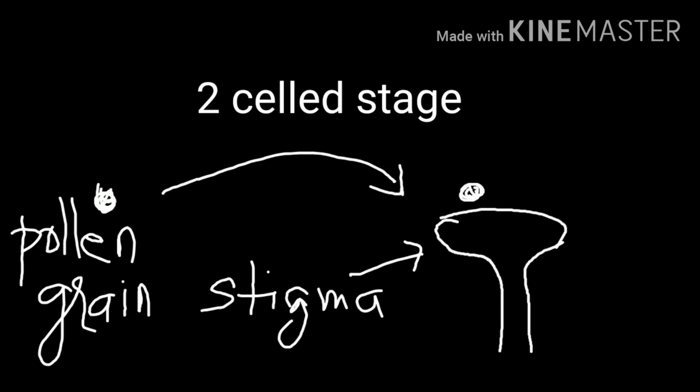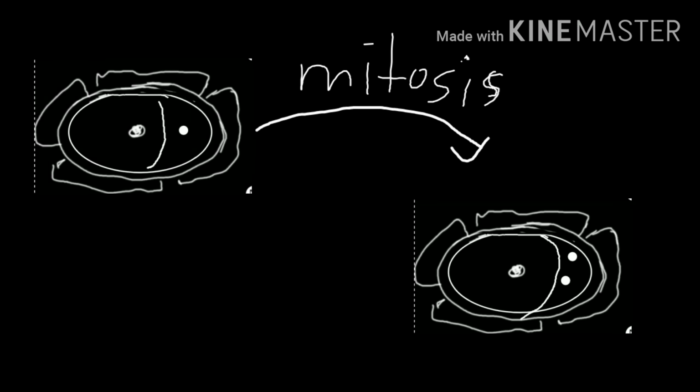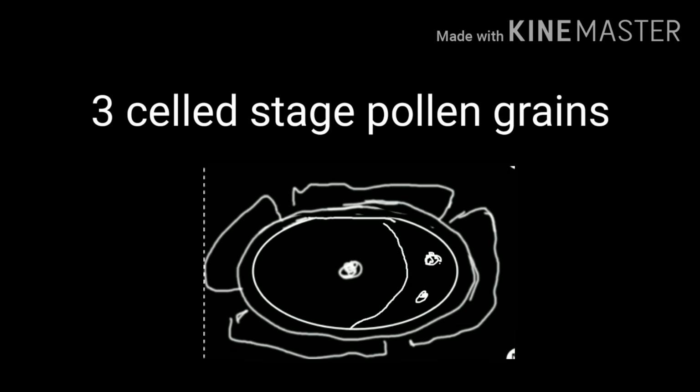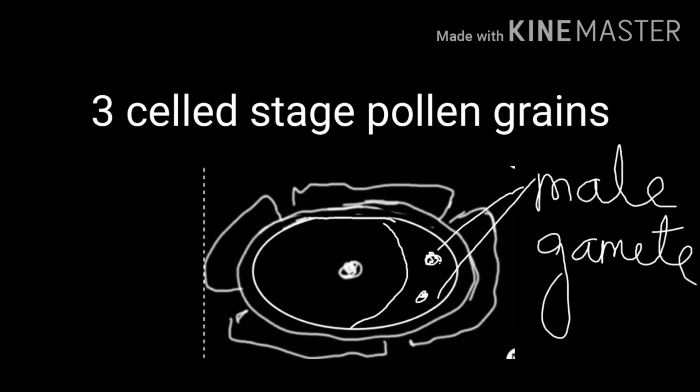In case of the 2 cell stage, the released pollen grain, when it sticks to the stigma, undergoes a mitotic division before the formation of the pollen tube. That is, the generative cell undergoes mitotic division and 2 male gametes are formed. But in case of the 3 cell stage, it has already undergone the mitotic division, and it contains 2 male gametes and a vegetative cell before the release, that means before the rupturing, in case of 40% of angiosperms.